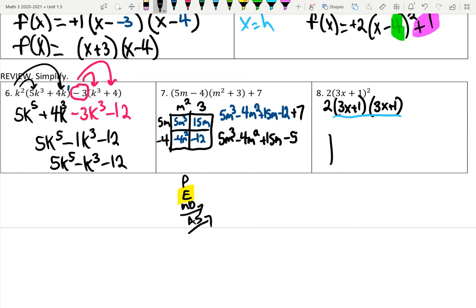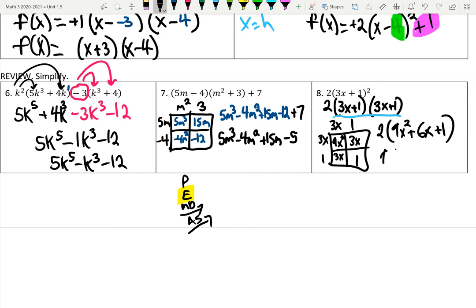Again, I'm going to use an area model. 3x, 1, 3x, 1. This is going to be 9x squared, 3x, 3x, 1. So it's going to be 2 times, what's 3x plus 3x? 6x. And then turning into 18x squared plus 6x plus 1.